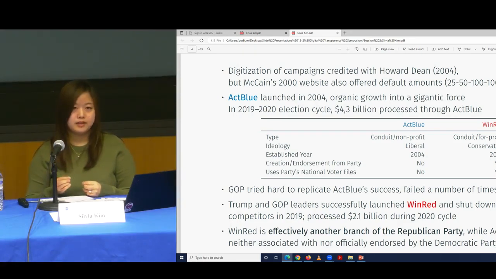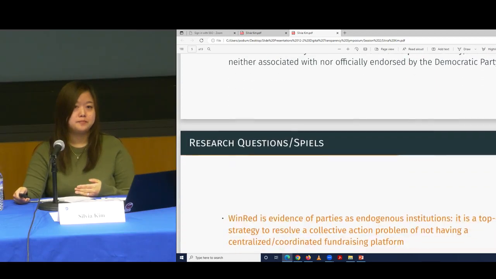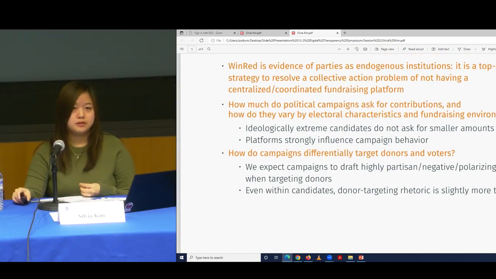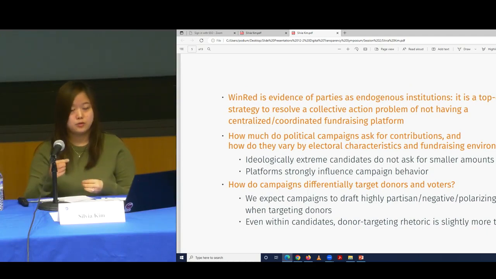I have been trying to identify what this platform is. How should we understand it? And what role is it playing in this whole entire ecosystem? So there are a couple of research questions that I try to solve. With WinRed, what we considered, jointly with Jiali here at Princeton, is that it's evidence of parties as endogenous institutions. It's actually a top-down strategy to resolve a collective action problem of not having had that centralized, coordinated fundraising platform.